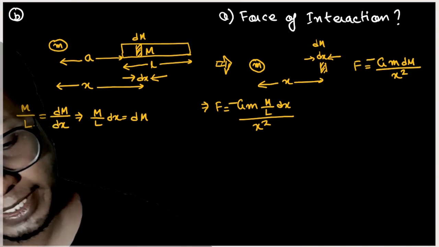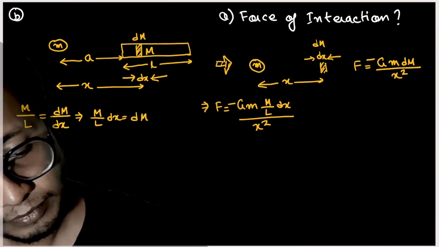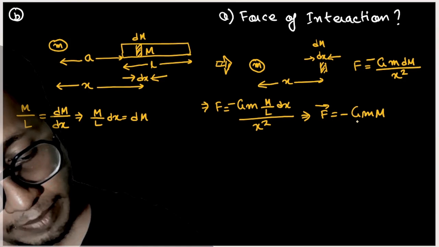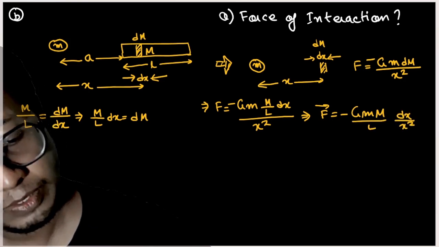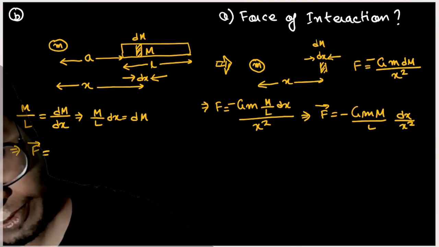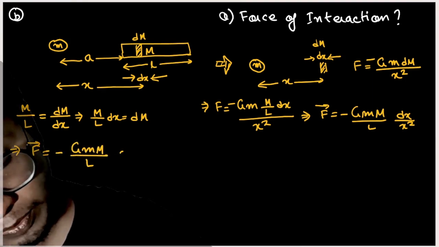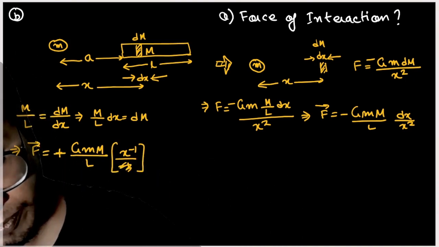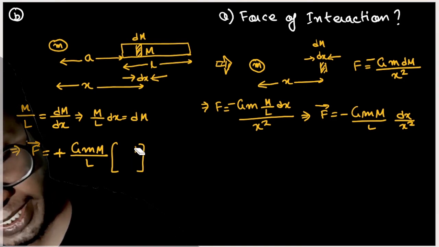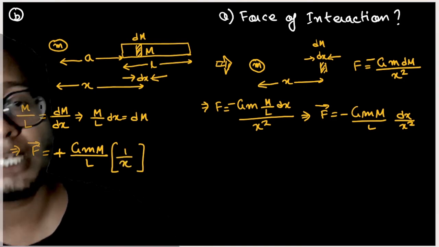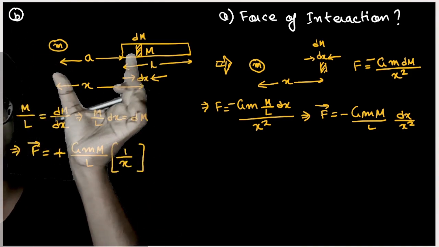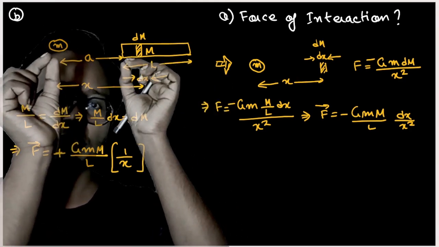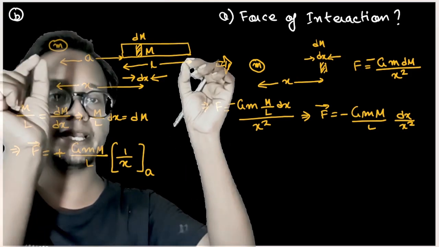One more thing. Gravitational forces are negative. Attractive forces are negative. Now, if you solve for this one, F is equal to minus G m M by L into dx by x square. And when I integrate dx by x square, what do I get? F is equal to minus G m M by L into x to the power minus 1 by minus 1. I can take this minus 1 outside, it will become plus, and x to the power minus 1 can be written as 1 by x. Now, what are the lower limit and upper limit? The lower limit is a, and the upper limit is a plus l. The integration starts from here and ends up till here. So the rod starts from a, and the rod ends at a plus l.